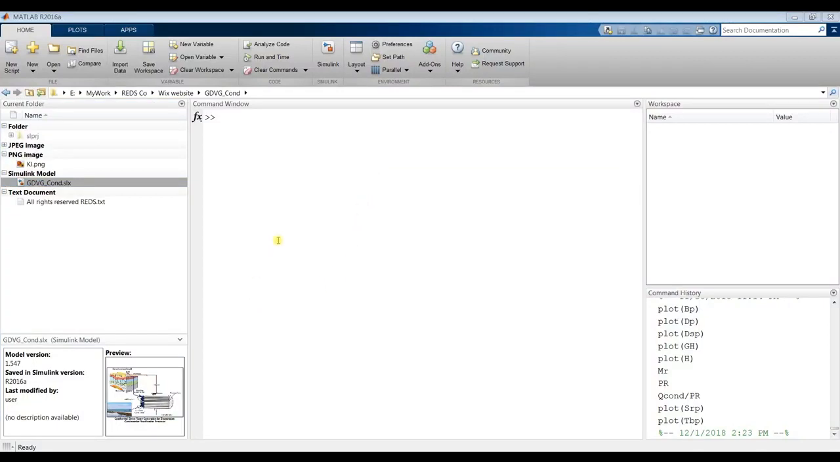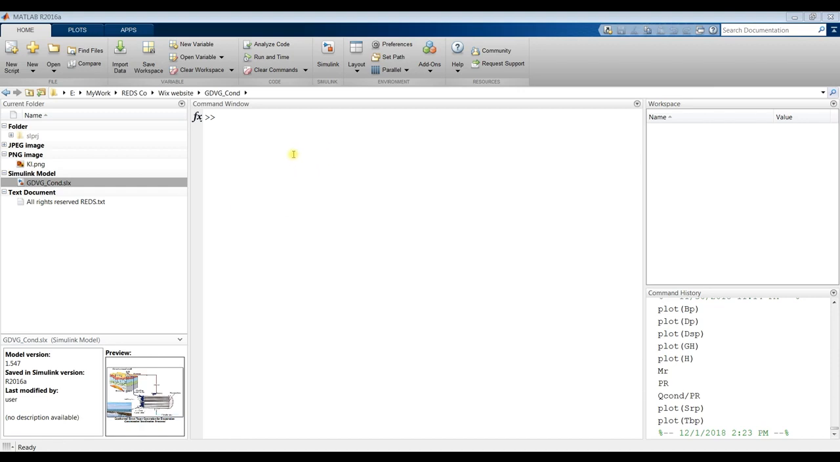Let's talk today about a new technique. It was sent by an engineer from Saudi Arabia. He would like to model it. He just sent me a schematic, and I modeled it using Simulink.